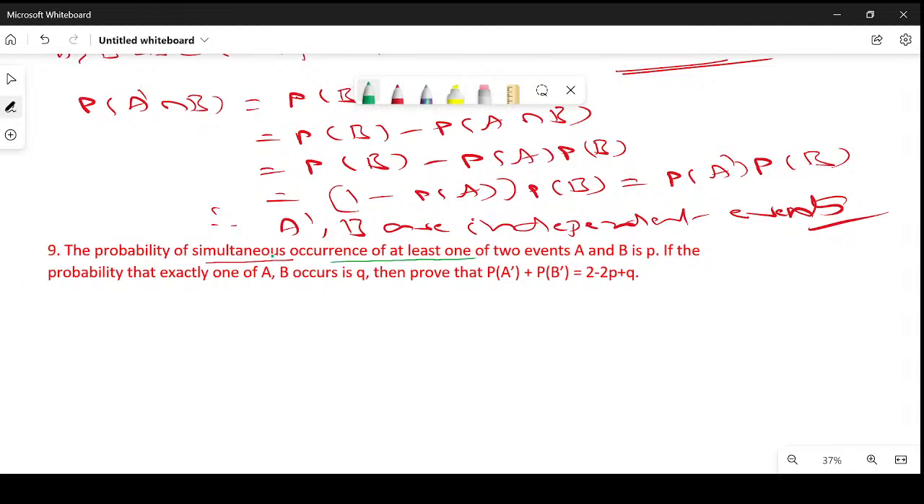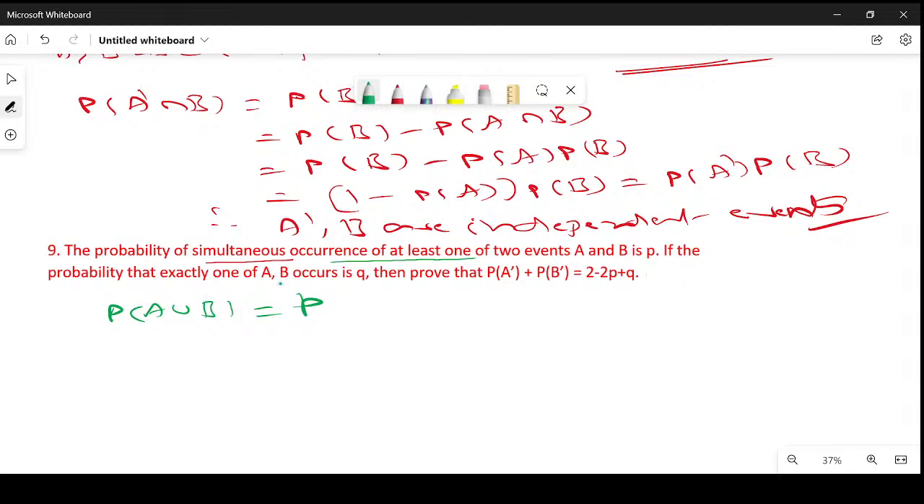So the probability of occurrence of at least one of two events means P of A union B is equal to P, which is given. When they use the words at least one of two events, they mean A union B. P of A union B is given, that is P.